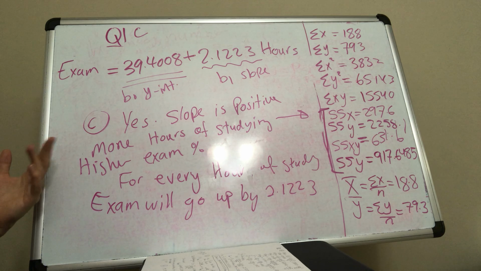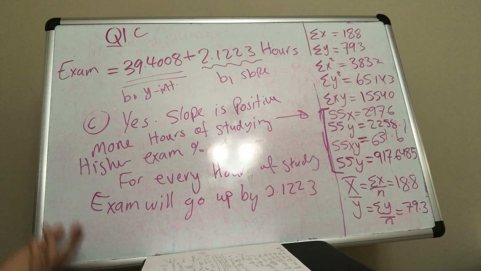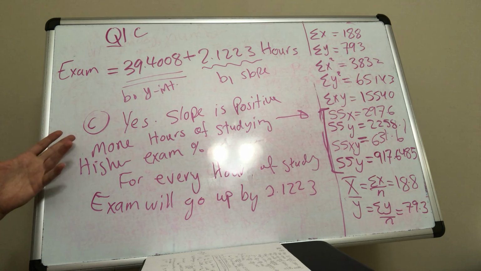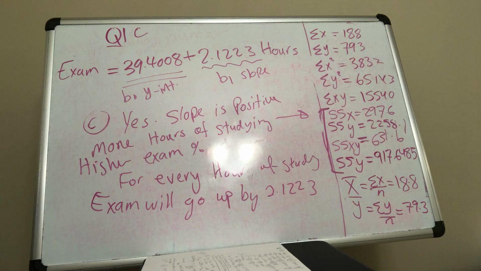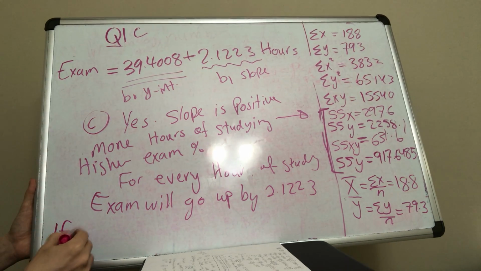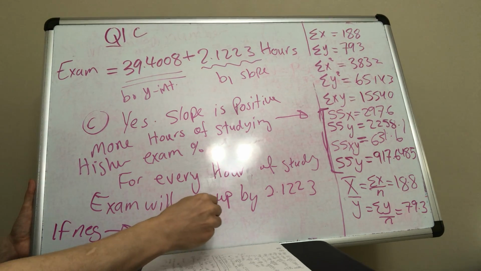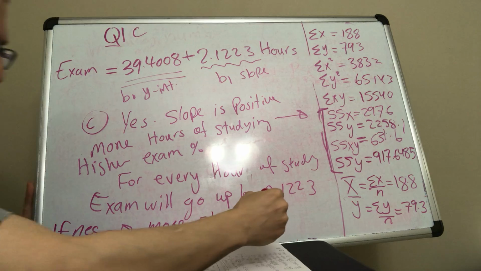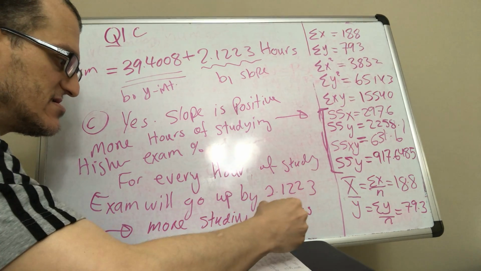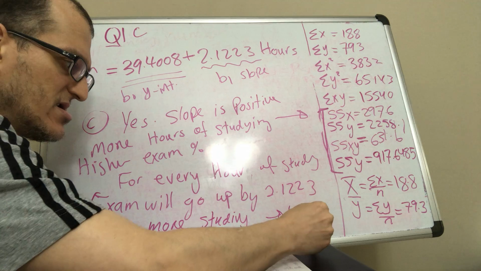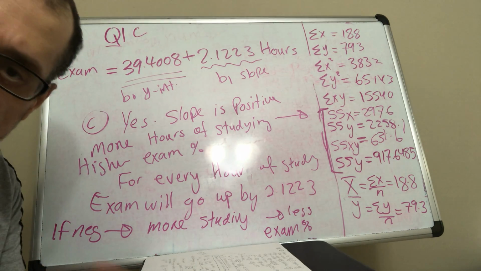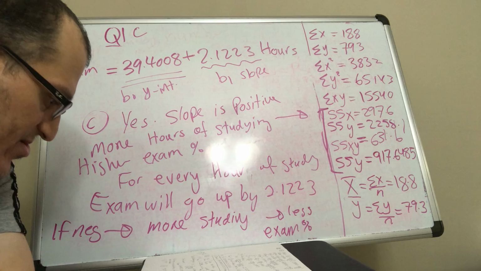So they ask you in C, does the slope sign make sense? Yes, it's positive. It makes sense because logically more hours lead to a higher exam score. And then they ask, what if it's negative? Well, if it's negative, it would mean the more you spend studying, the less exam percentage you'll have. So that would be the meaning if it happens to be negative. Good.